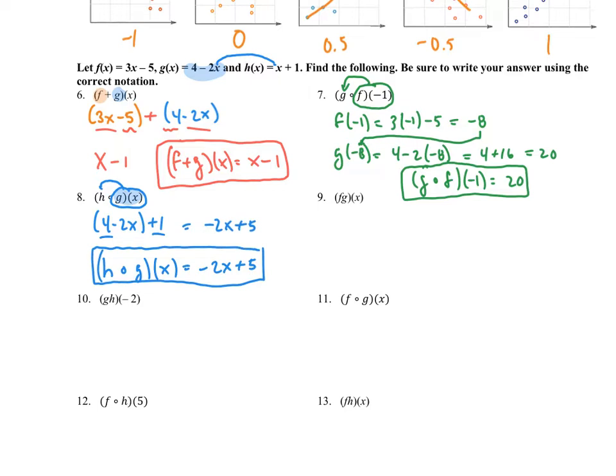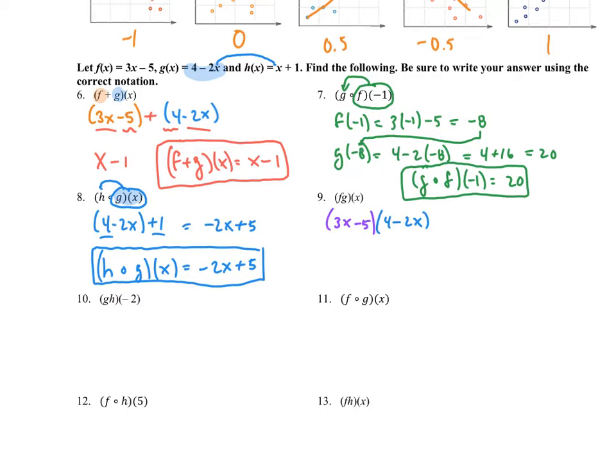Okay, so the next one, make sure you're reading it. This is f times g. So it's different than the open circle, and different than number 6, where it was an addition problem. So f times g: I'm going to take f and g and multiply them together. So f was 3x minus 5, and multiply that by 4 minus 2x.